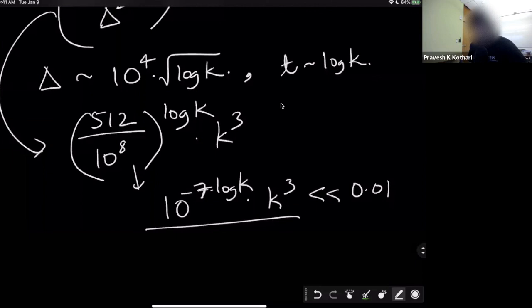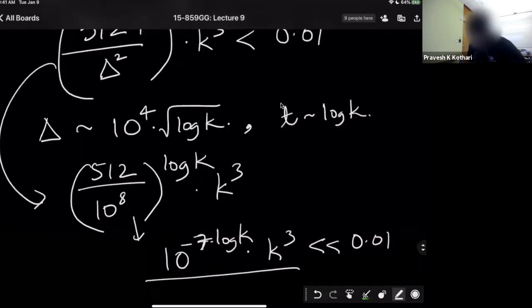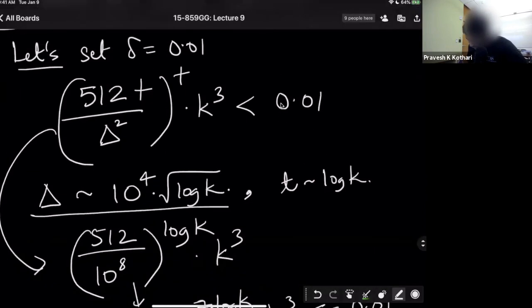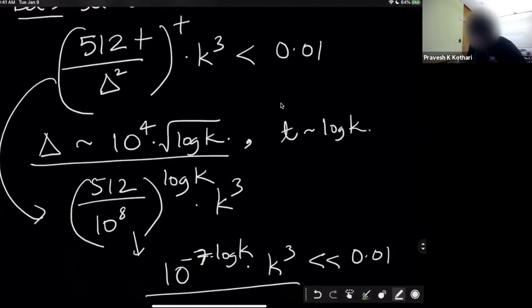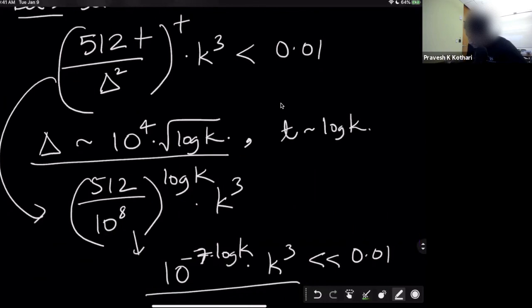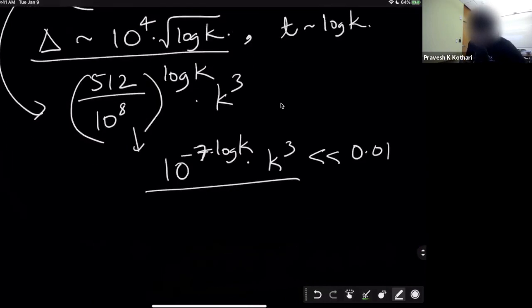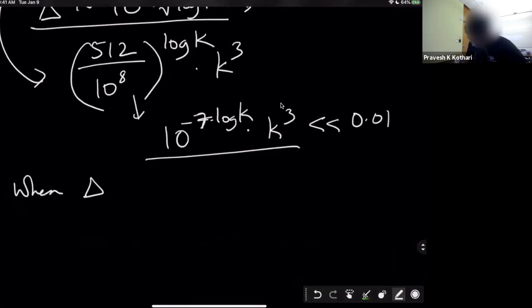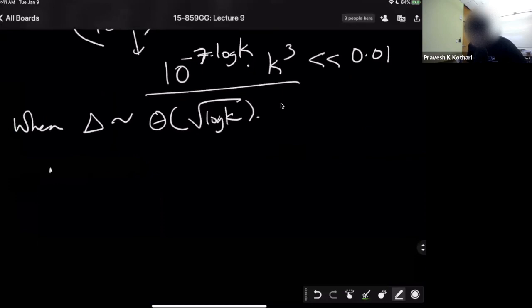So what have I done? I've told you that if I choose delta equals some big constant times root log k, I think 100 would have worked. I chose too large a constant, and so if I choose delta equals, let's say, 100 root log k and t equals log k, then I have a valid setting of parameters. So this means that when delta is some constant times root log k, we get an algorithm.